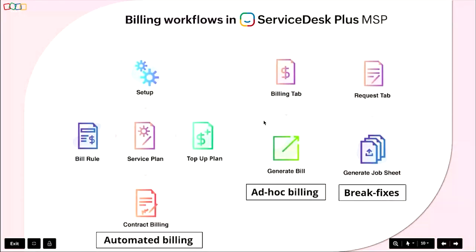So first we'll talk about how we can automate the entire billing process and how we can set it up completely. Then we'll check out the two other billing options that are available with us, such as ad hoc billing and prefixes. Now, in order to check out how you can automate the billing, we'll go to the setup and see the three different items that we have to configure. And finally, we'll go into how we can create the service contracts.